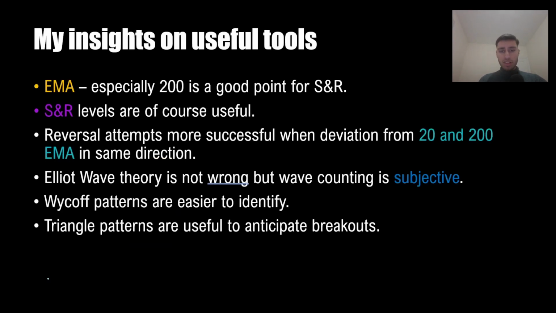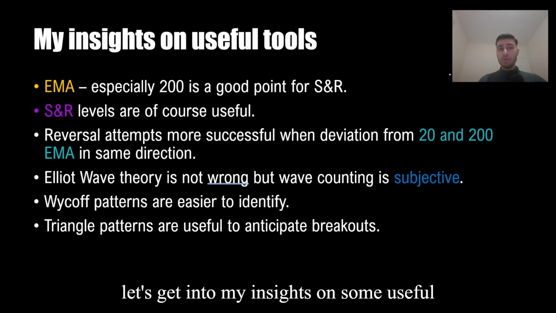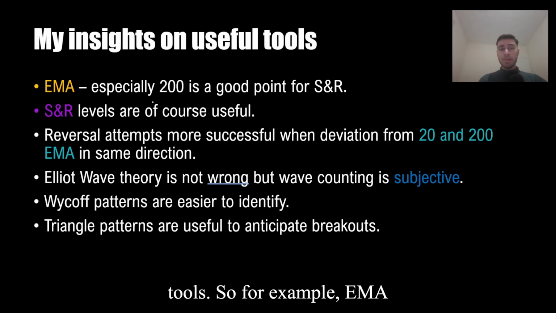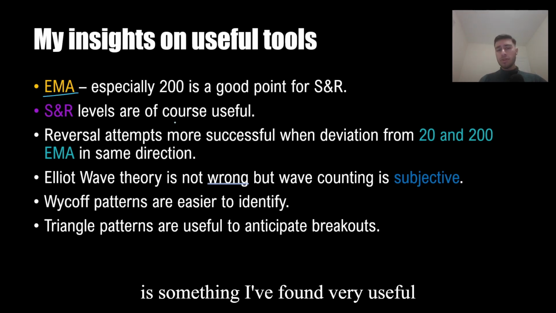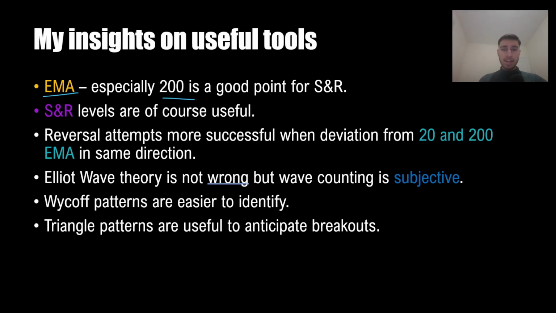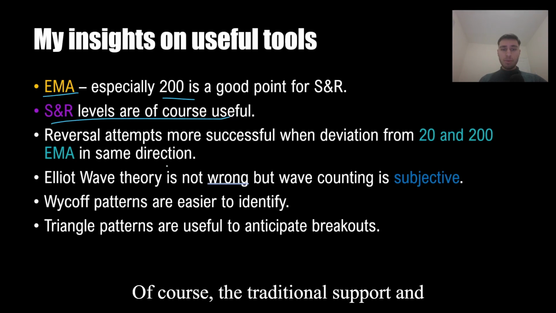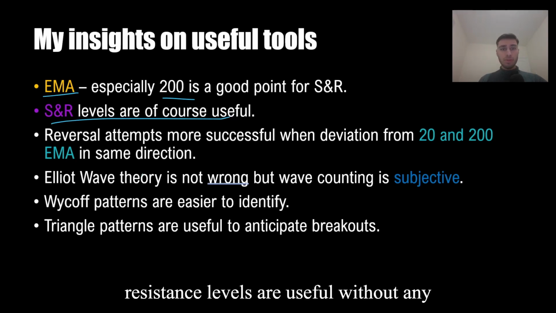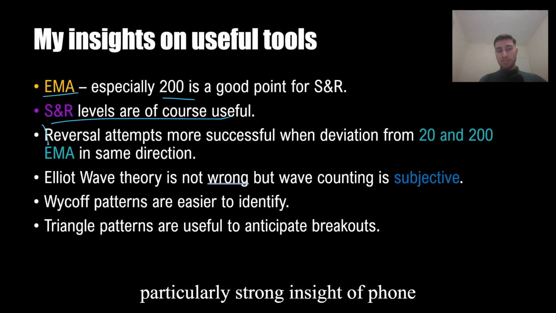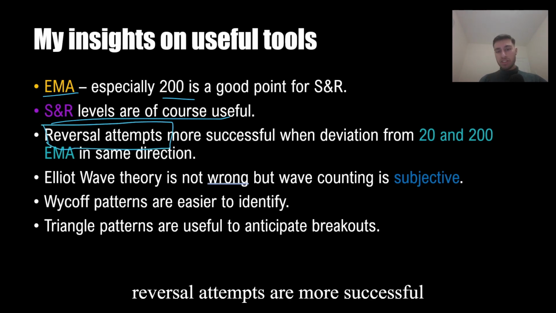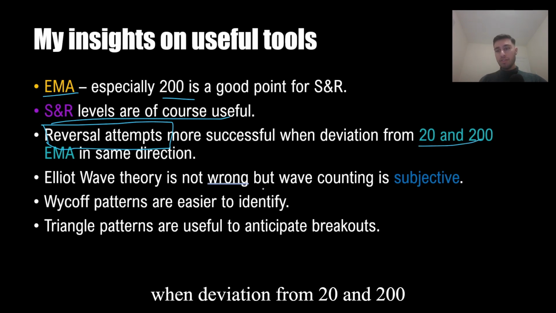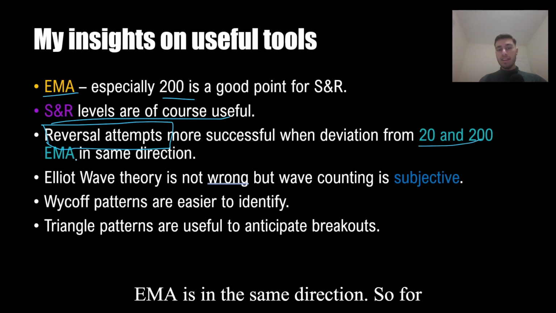But okay, let's get into my insights on some useful tools. For example, EMA is something I've found very useful recently. Especially the 200 moving average, I've seen it being useful as support or resistance. Of course, the traditional support and resistance levels are useful without any doubt. And now, this is a particularly strong insight I've found: reversal attempts are more successful when deviation from the 20 and 200 EMA is in the same direction.